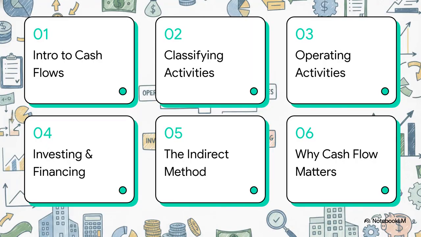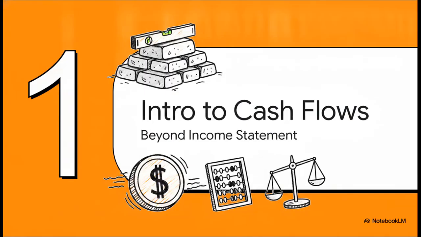So, here is our roadmap for demystifying this document today. 1. Introduction to cash flows. 2. Classifying business activities. 3. Decoding operating activities. 4. Investing and financing explained. 5. The indirect method. And finally, 6. Why cash flow matters. All right, Section 1, Introduction to Cash Flows, beyond the income statement.